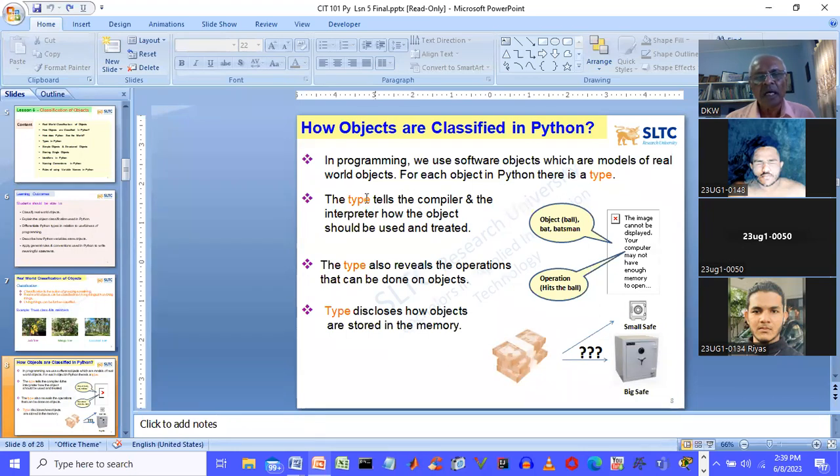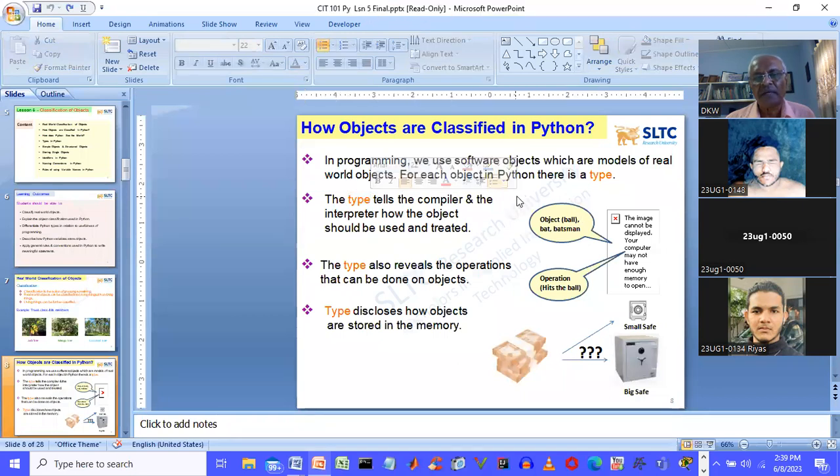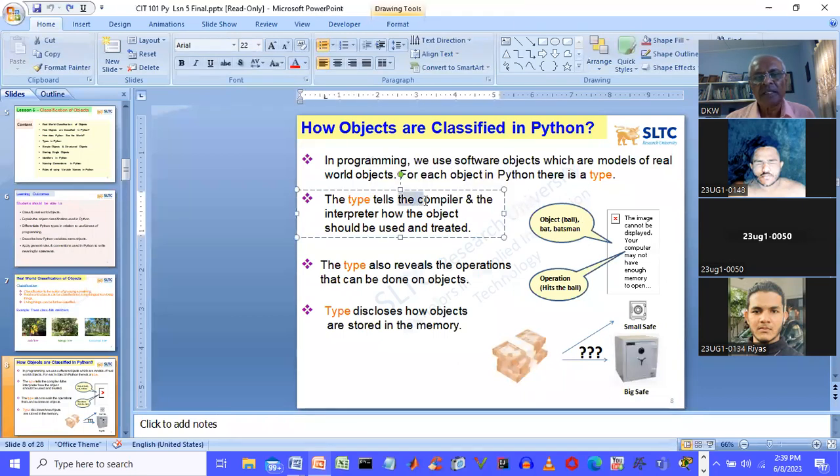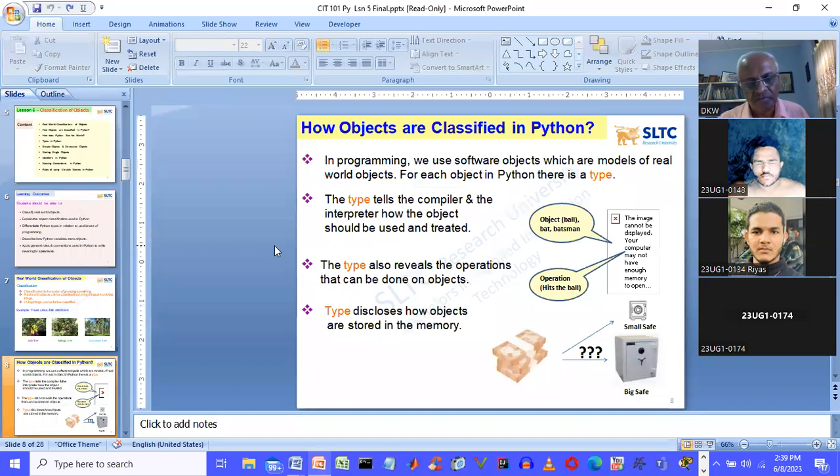Now we know real world things have to be translated into the computer's language, right? We discussed that the translator can be a compiler, taking everything and translating, or an interpreter, translating step by step and running. How the object should be used and treated, right? Types are important for us. The computer should know how to understand these real world objects.